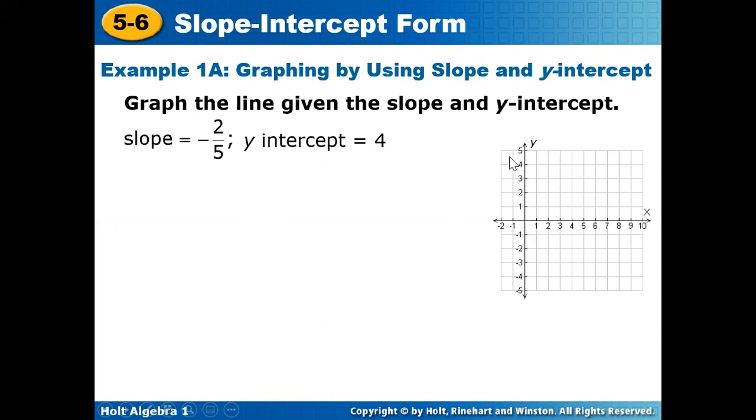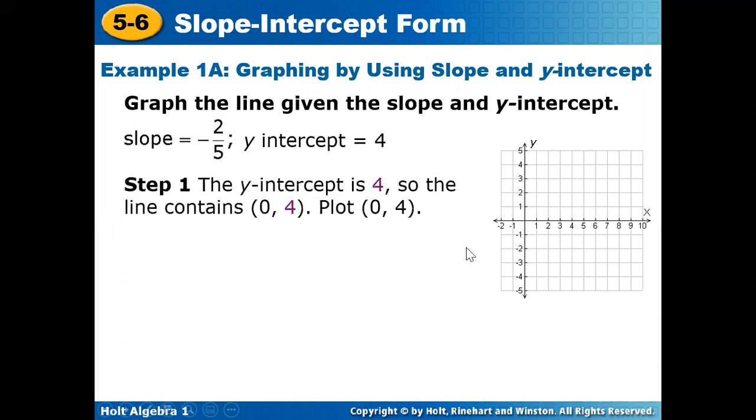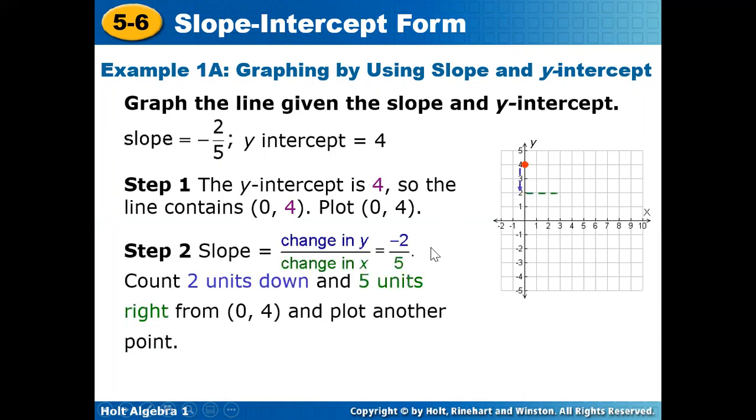So in order to graph this line, you plot this point, right? 4, that's where you know it intercepts the y-axis, and then rise over run. So it's -2/5. It's a negative rise, which means you're going to go down 2, and then it's going to be a positive run. So that's 5. So 1, 2, 3, 4, 5. Plot that point, right? There we go.